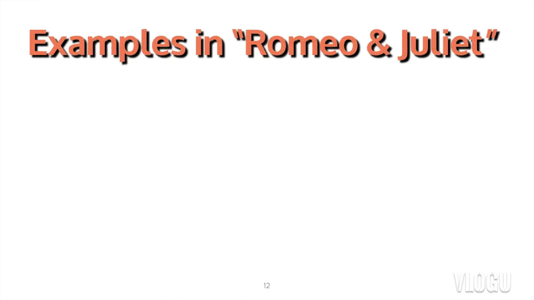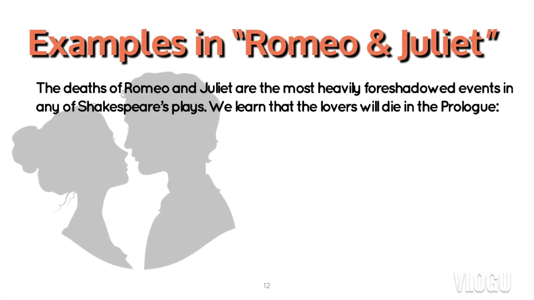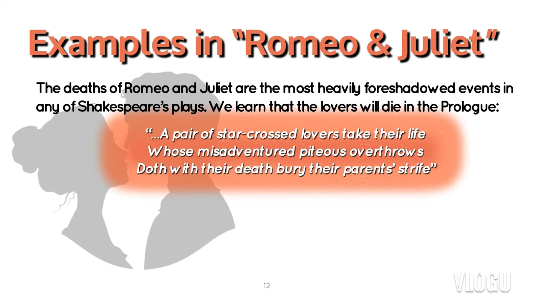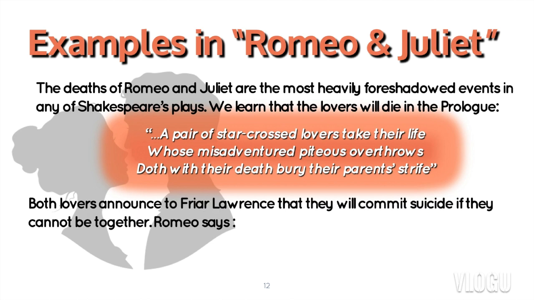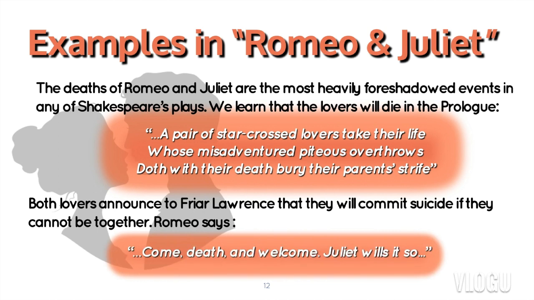Now let's take a look at examples in Romeo and Juliet. The deaths of Romeo and Juliet are the most heavily foreshadowed events in any of Shakespeare's plays. We learn that the lovers will die in the prologue. "A pair of star-crossed lovers take their life, whose misadventure piteous overthrows, doth with their death bury their parents' strife." Both lovers announce to Friar Lawrence that they will commit suicide if they cannot be together. Romeo says, "Come, death, and welcome. Juliet wills it so."